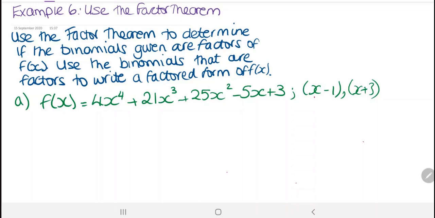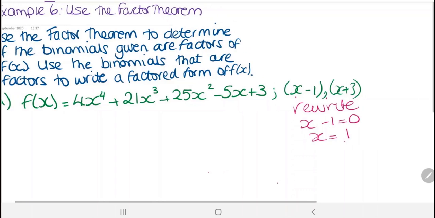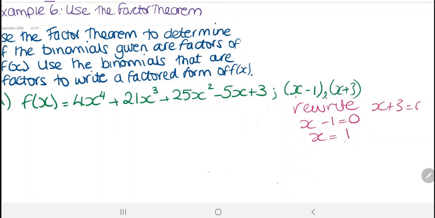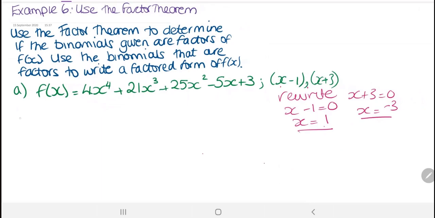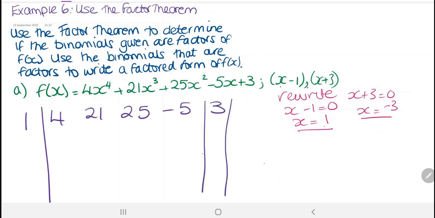So we're going to rewrite them, making them equal to 0. So x minus 1 is 0, so x is going to be equal to 1. And x plus 3 is 0, so x is minus 3. The first thing we're going to do is divide by 1. So we're going to write our coefficients: 4, 21, 25, minus 5, and plus 3. And the last column will be our remainder column.